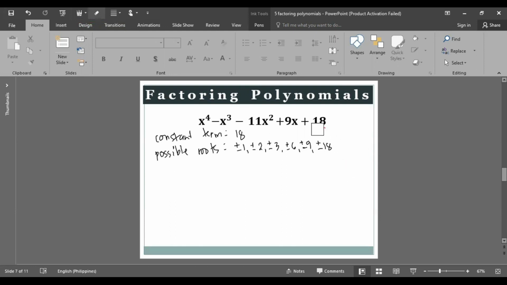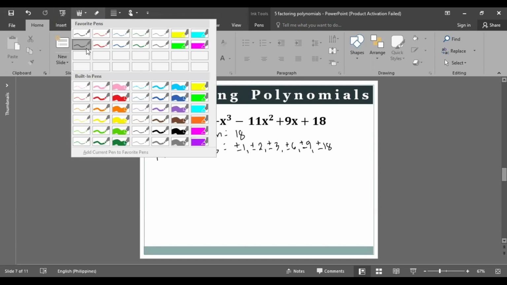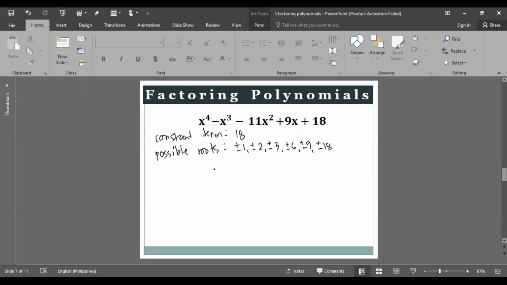In this case, class, ang dami yung possible roots. So, posibleng madami din kayong gawing trial and error method using the synthetic division. But that's okay. Ang dali lang naman ng synthetic division. Okay, the degree of this polynomial expression is 4. Therefore, we are looking for 4 roots of this polynomial expression. Now, what are the roots? Let's perform the synthetic division method.